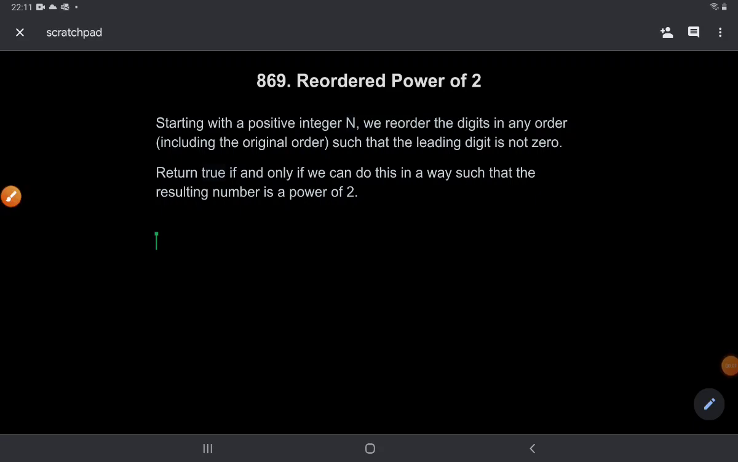Hello, so today let's look at LeetCode programming problem number 869, which is Reordered Power of 2. In this problem we are provided with a positive integer n as an input, and we have to tell whether the digits in this integer n can be permuted to form a number which is a power of 2.